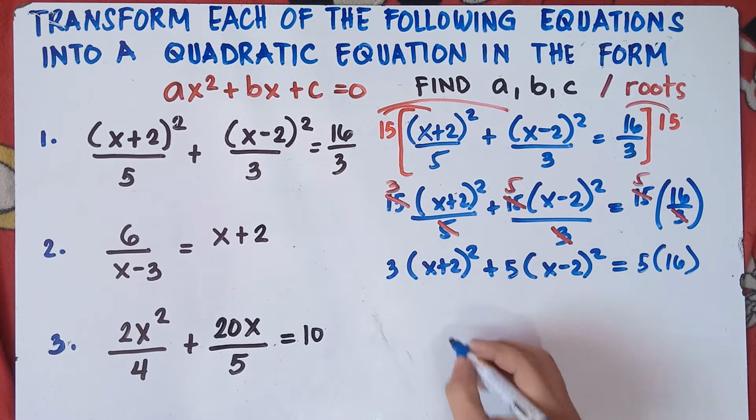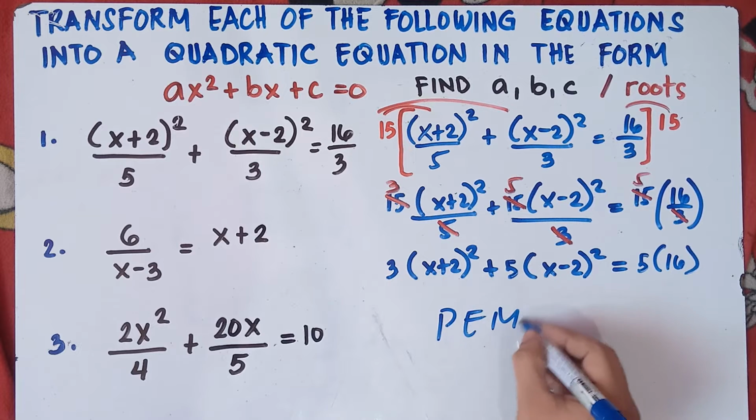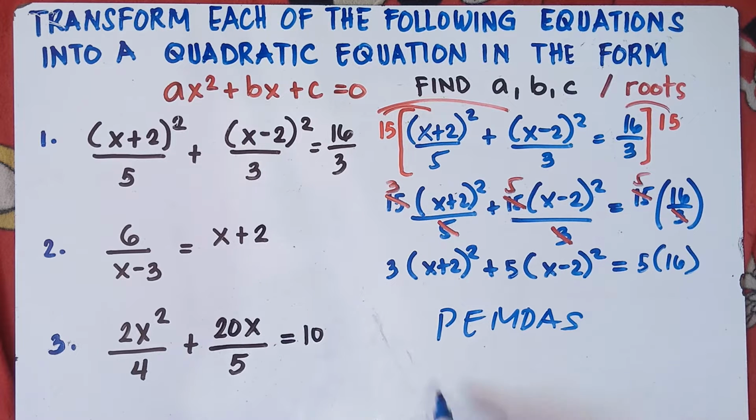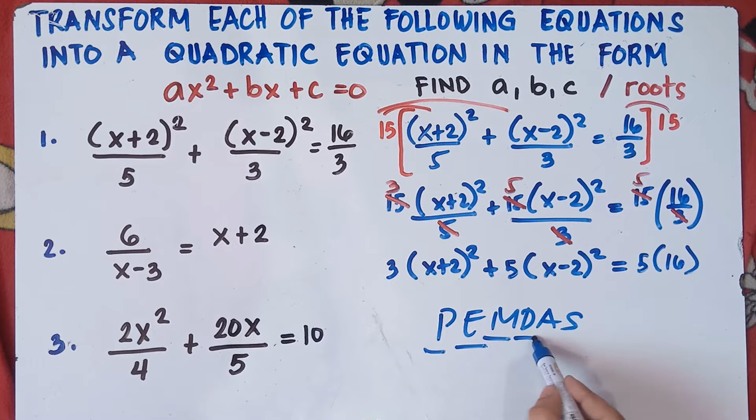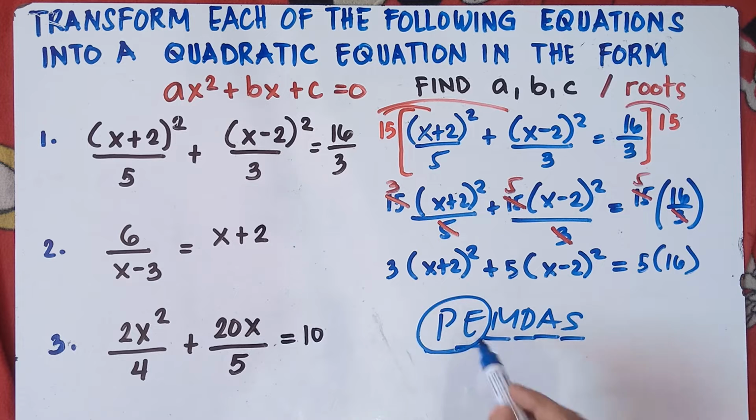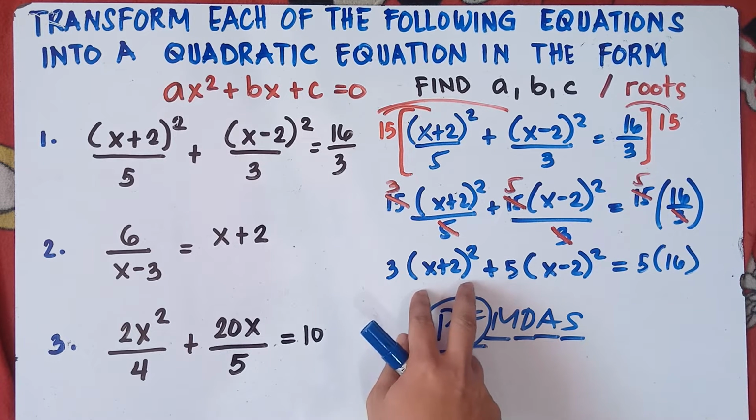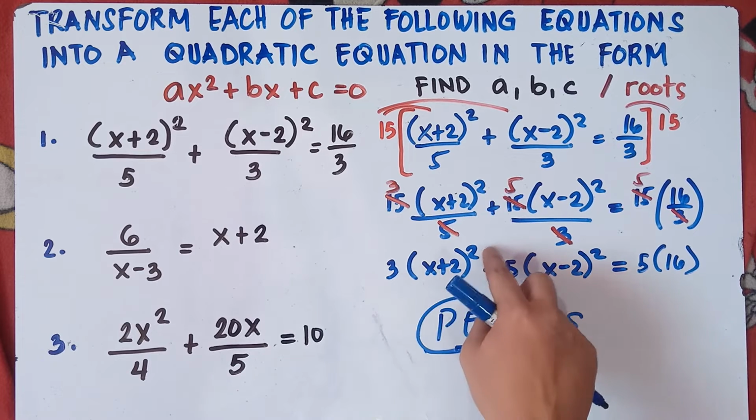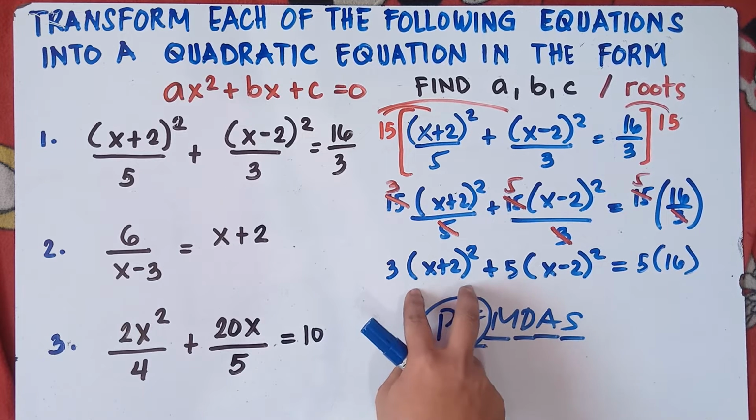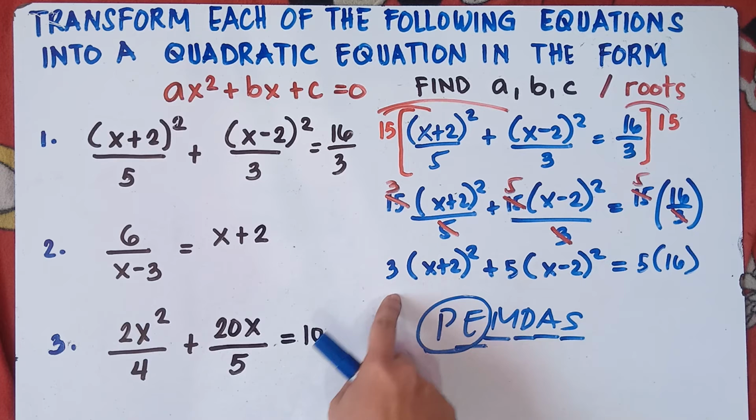Why is that, sir? Because we need to follow PEMDAS. What do you mean by PEMDAS, sir? PEMDAS, we have parentheses, exponent, multiplication, division, addition, subtraction. So, parentheses, exponents comes first before multiplying. So, therefore, we need to simplify this one first. Parentheses, exponent. So, simplify this one first before multiplying it by 3.